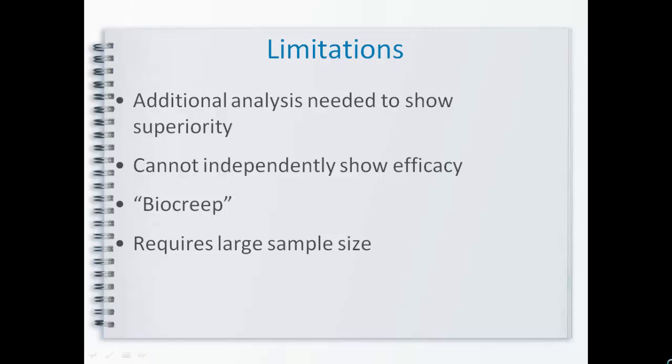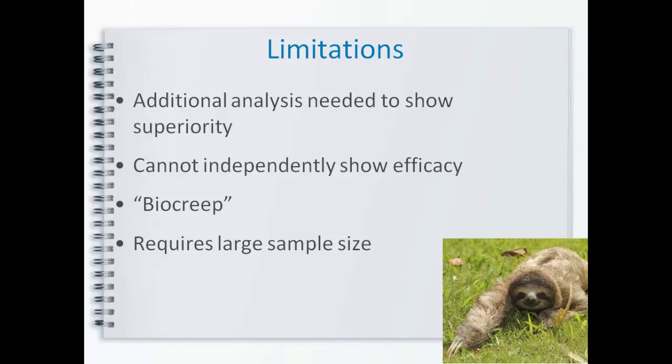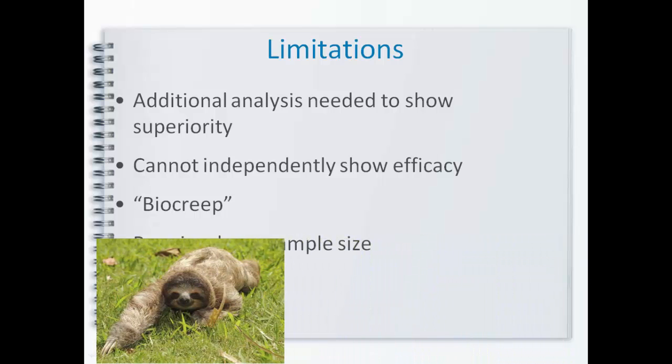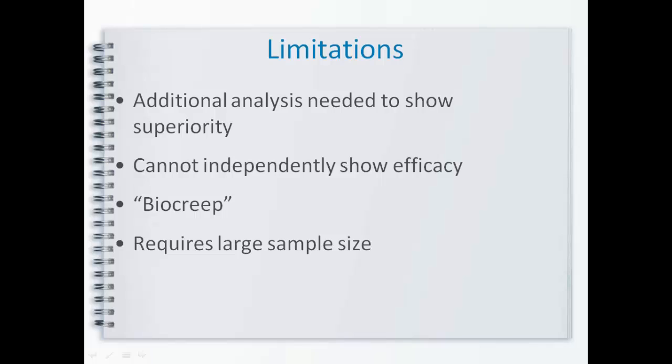Another limitation to the non-inferiority design is a phenomenon called biocreep. This is the idea that when two drugs are compared in a non-inferiority study, one may be just slightly worse and yet be deemed to be non-inferior to the other treatment. This slightly worse drug may be compared to another treatment that is again slightly worse, and this drug could too be deemed to be non-inferior. If this process continues to repeat itself, there is concern that we may end up with treatments that are no better than placebo. Lastly, non-inferiority studies require larger sample sizes, a requirement that is not always easy or practical to fulfill.